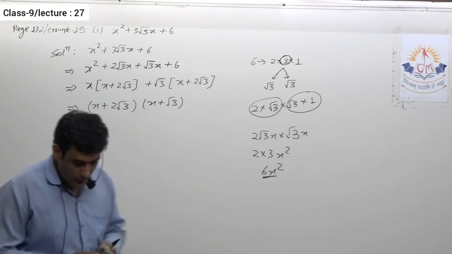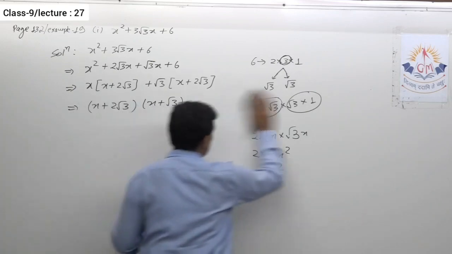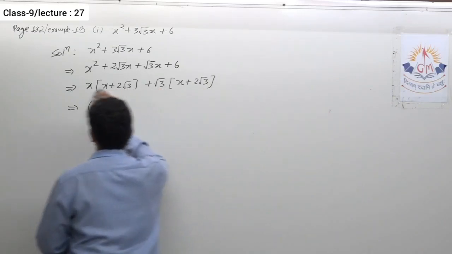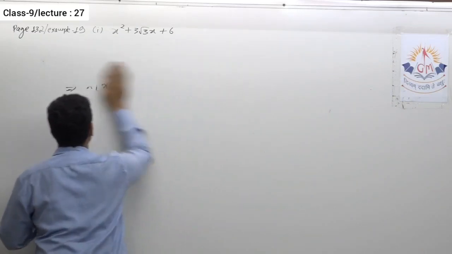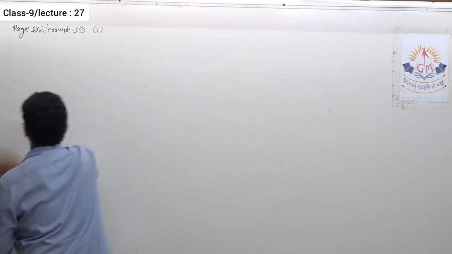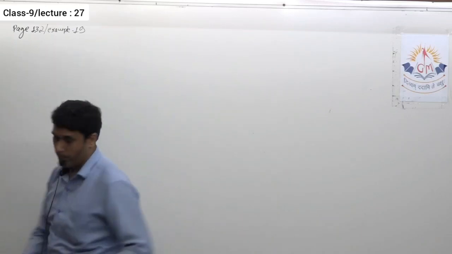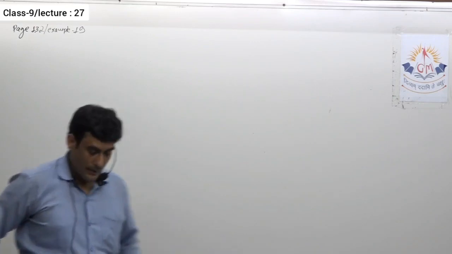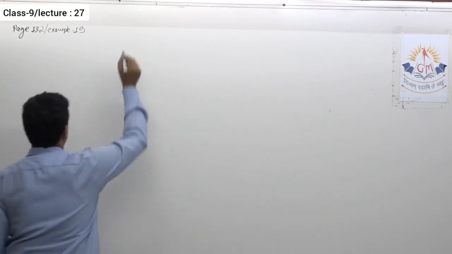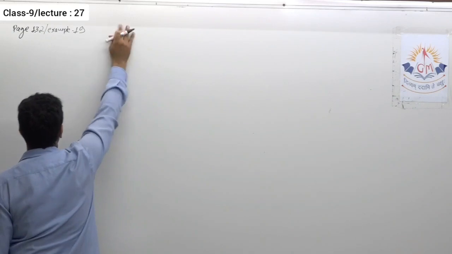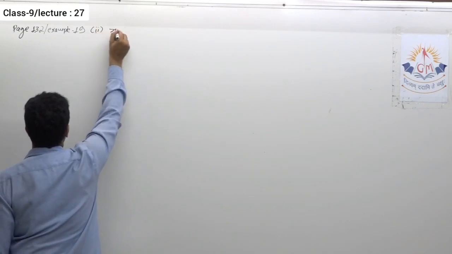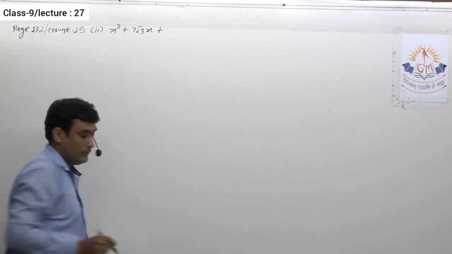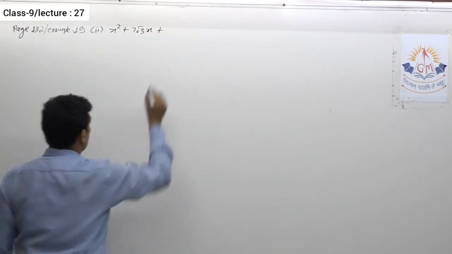Okay, so now let us see one more question. Example 19, its second part, again contains an irrational number as a middle term: x square plus 7 root 3x plus 30.